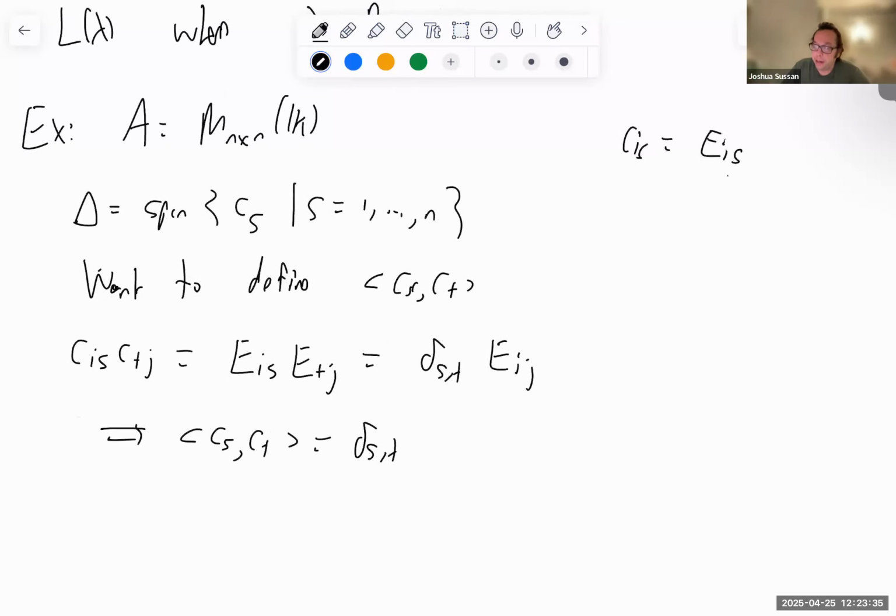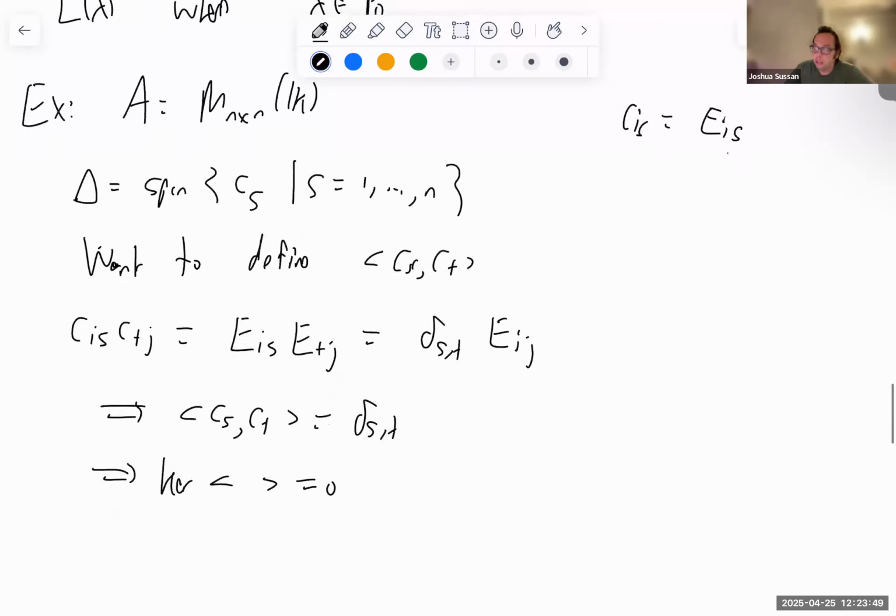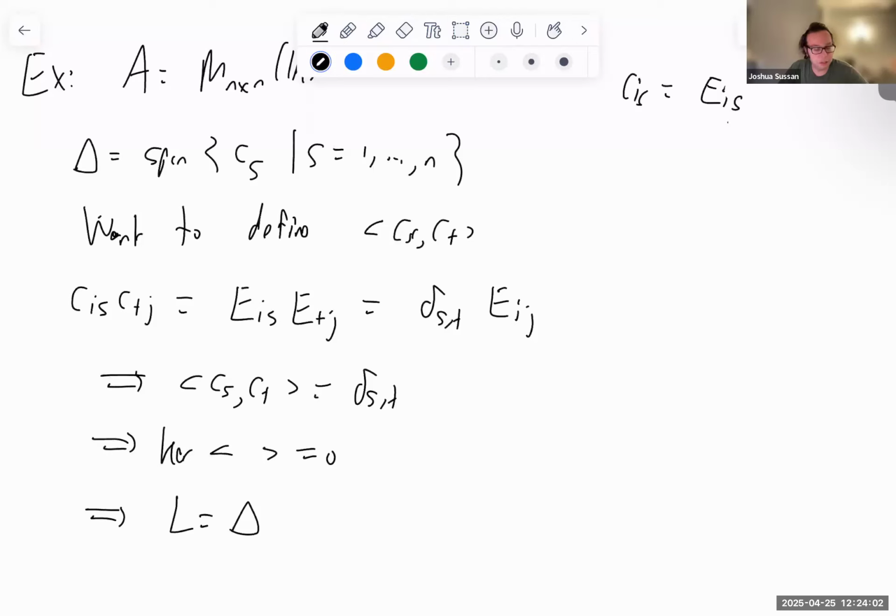That tells us that the kernel of the bilinear form is actually 0, because the pairing of any basis vector with itself in the cell module is 1. So nothing is in the kernel, which implies that the simple module is just the cell module. This simple module is n-dimensional, and it's just the column vectors. Okay, so in this example of a matrix algebra, cell modules are simple, and they are just column vectors.